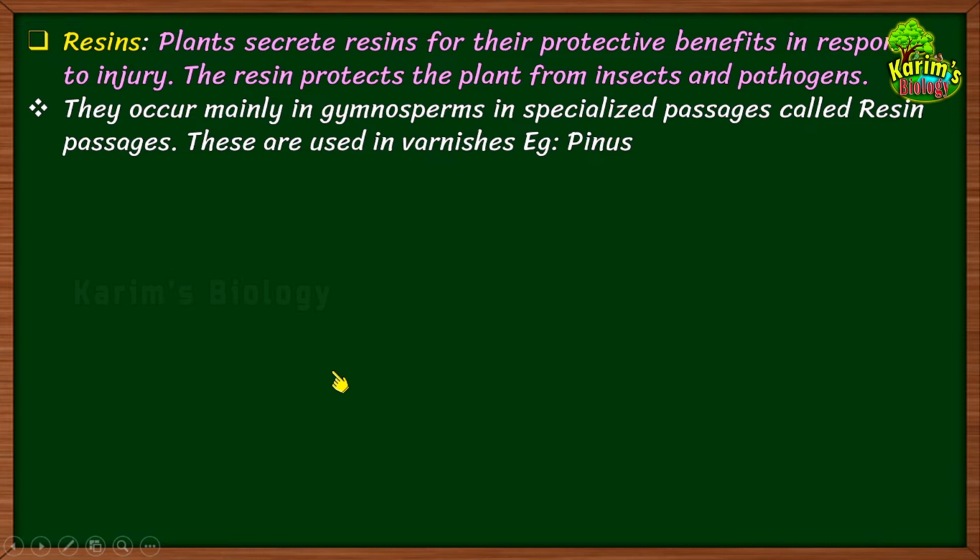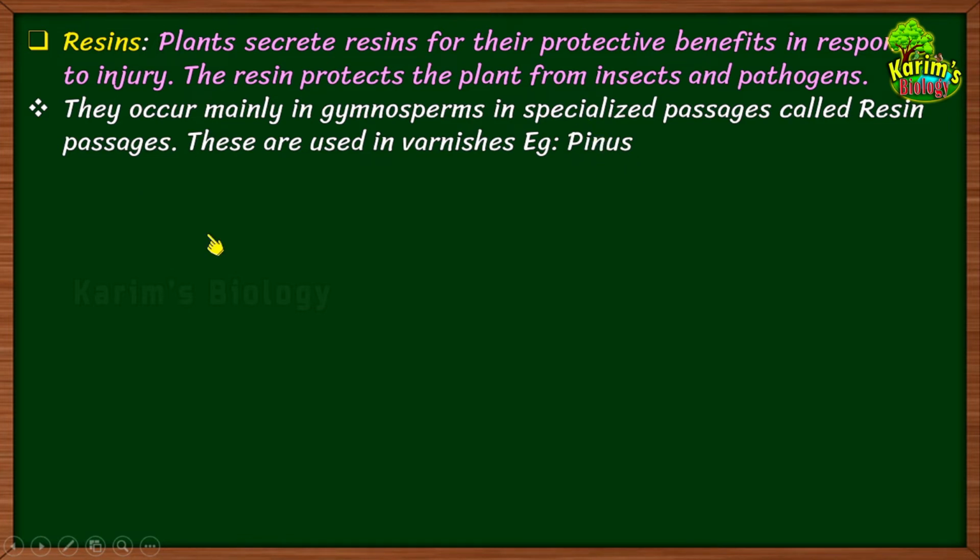Then where do they mainly occur? In which type of plants are they present? They occur mainly in gymnosperms. Okay, and I have mentioned that already, that in gymnosperms there are some specialized passages called resin passages within the stem, and these resin passages secrete the resin. And then what is the use of these resins to us? They are useful in the preparation of varnishes. And the example of the gymnosperm from which we obtain them is pinus. Don't forget, it is very important.